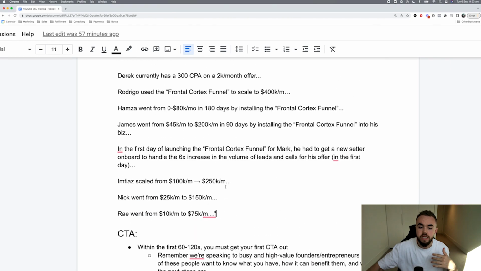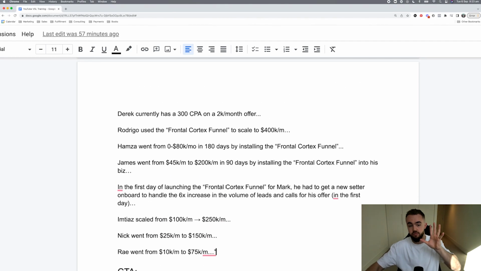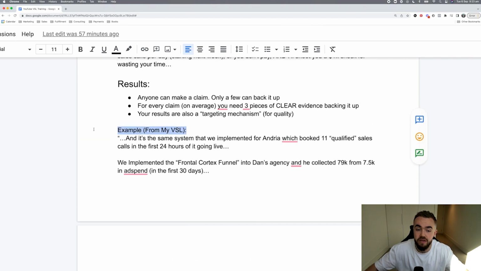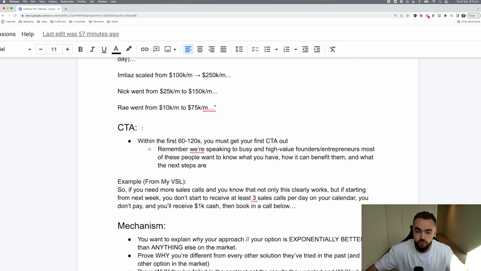Okay, so there are a couple of our results, and by the way, these are our real, genuine results, because I literally copy pasted this out of my VSL script. Okay. So once we've hit those results, then we want to get into the first CTA. Now, the first CTA should be within 60 to 120 seconds of the VSL starting, okay?